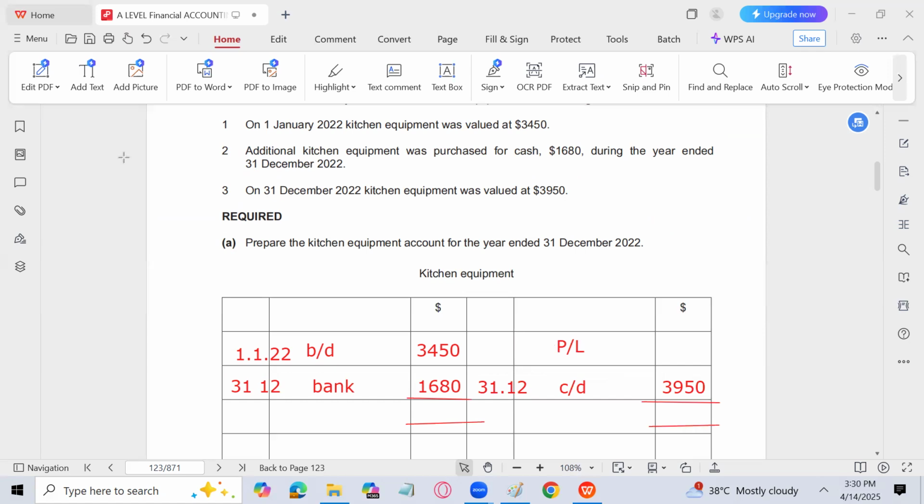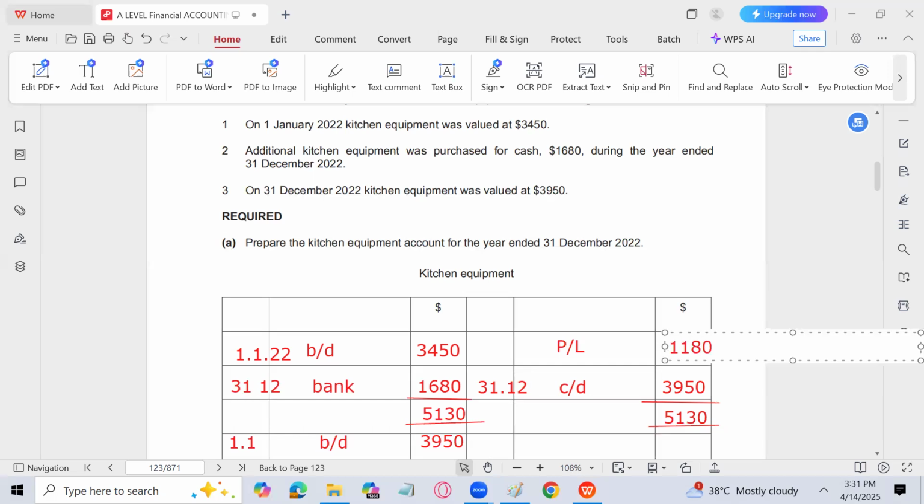And then you will write brought down on 1st January 23. What is the total of both sides? 5130 is the total. On the credit side, the same total will come, 5130. Brought down will come over here, that is 3950. So what is the depreciation?